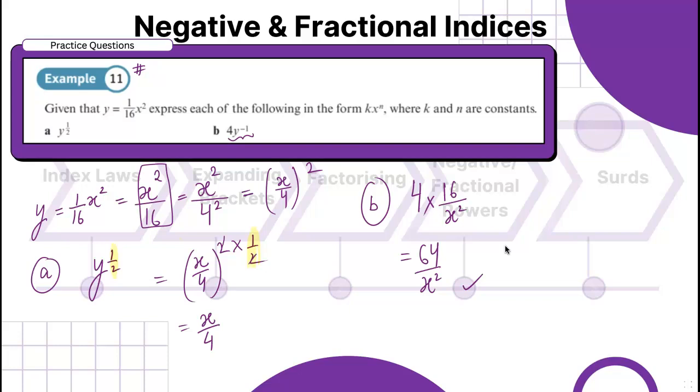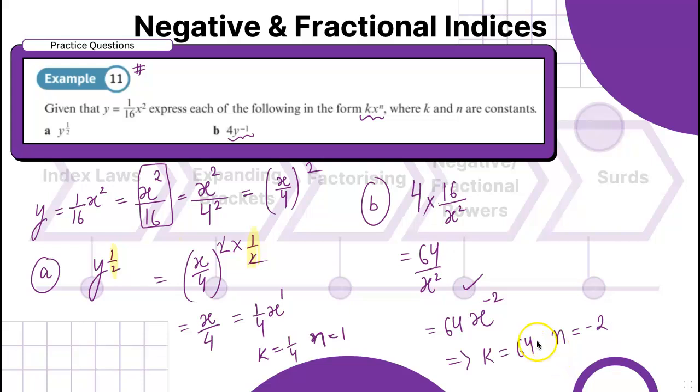Correct? What are they asking? They are asking us to write in this form. Okay, so we can say 1 over 4 x to the power 1, where k is a quarter and n is 1. And for this question, it's 64. Can we write it as x to the power minus 2 because we are moving it up? So your k is 64 and n is negative 2. Correct?